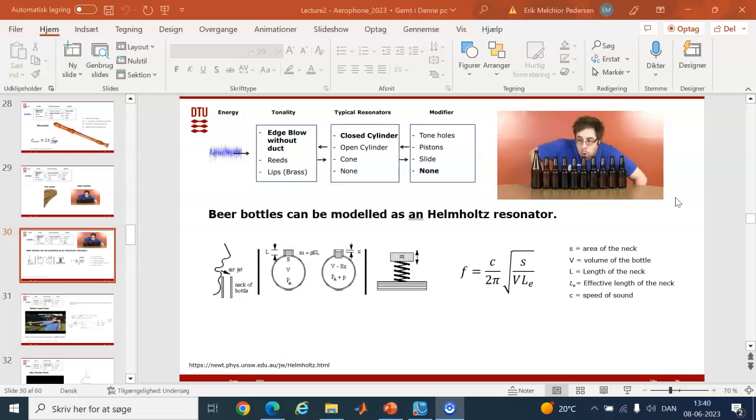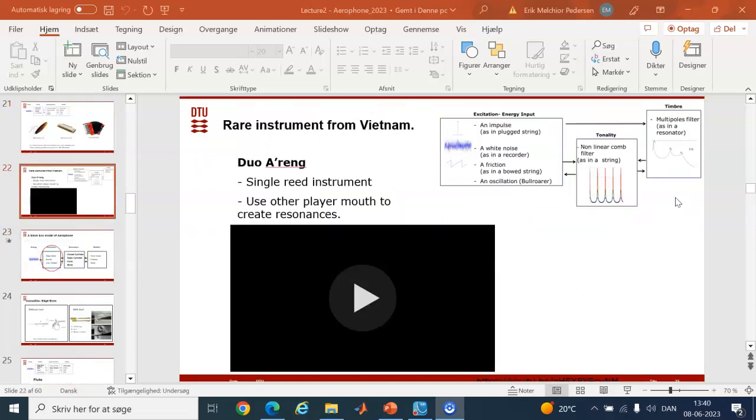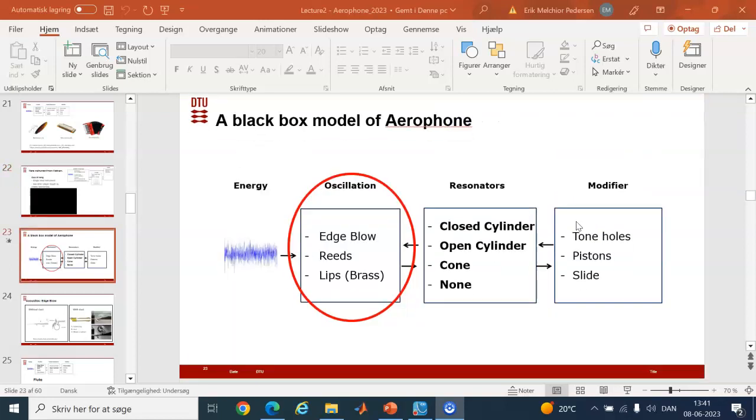Energy in. Maybe I should say that according to this, excitation energy input could be an impulse as in a plucked string, white noise as in a recorder, friction as in a bowed string, an oscillation, a bull roarer. And tonality: non-linear filter as in a string, multipole filter as in a resonator. A little bit complicated stuff.